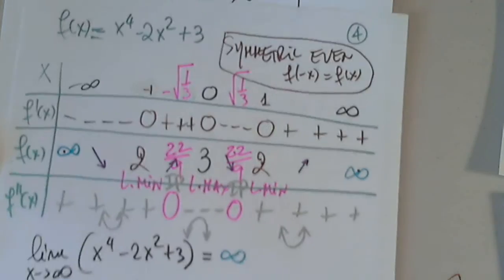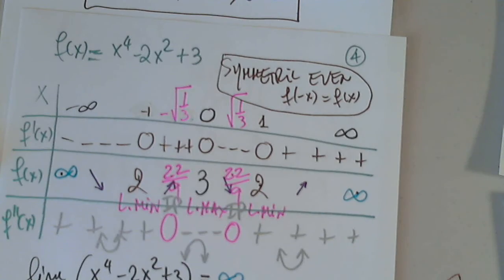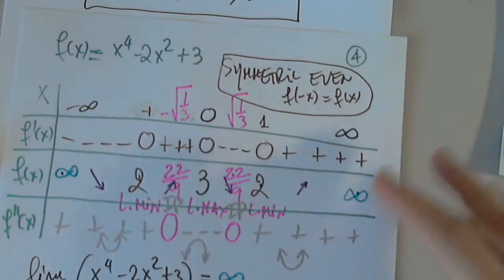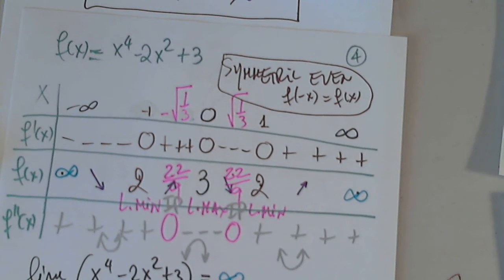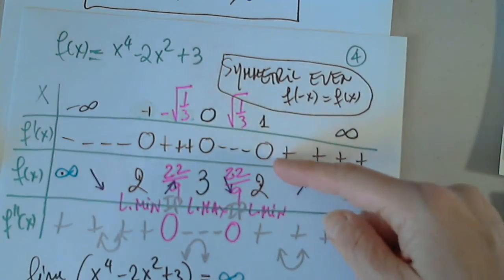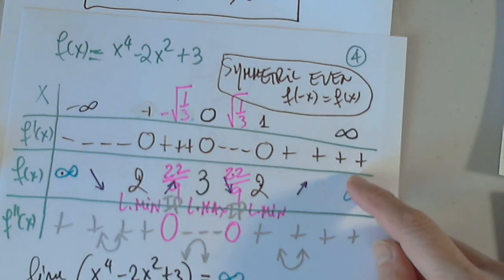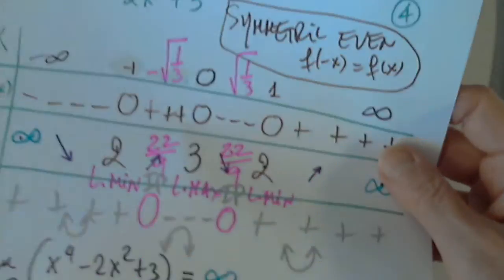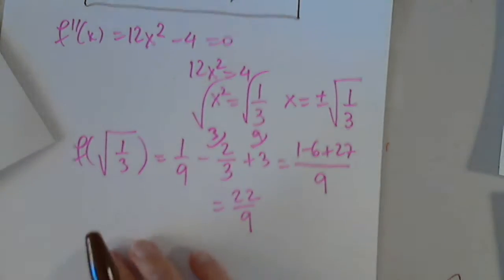So notice what we just did. We determined everything about the function, x and y intercepts. There were no x-intercepts. There was a y-intercept, and we found the limits at infinity, the end behavior. We determined the first derivative. We found the critical numbers, and then we studied the sign of the first derivative. There is something called the second derivative test.